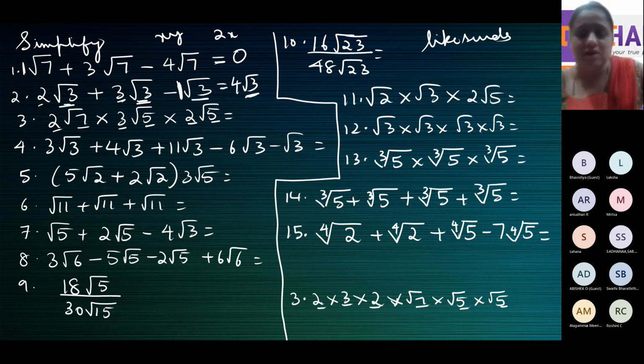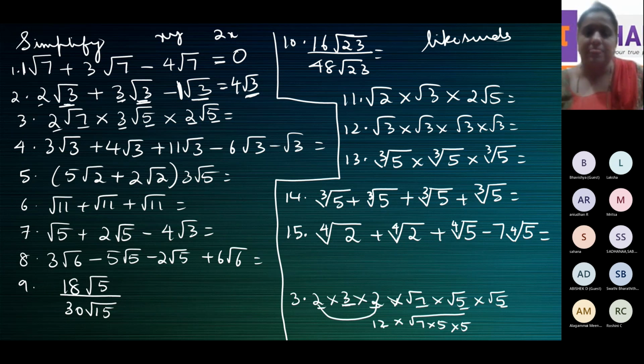So now let's multiply. 2 2s are 4. 4 3s are 12. Okay. So 12 into square root of, you can write all this under the square root, 7 into 5 into 5. So from 2 5s, 1 5 comes out, right? So then it will become 12 5s are 60. So 60 root 7 is the answer.